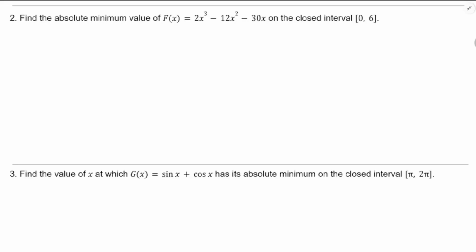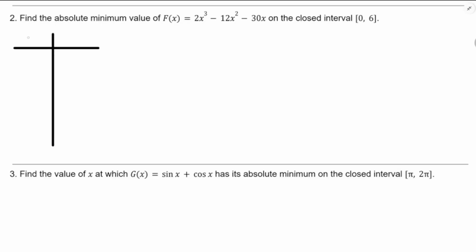All right, number 2 is asking us to find the absolute minimum value of f of x is 2x to the 3 minus 12x to the 2 minus 30x on the interval 0 to 6. Okay, so we're going to make our table. If we're asked to find an absolute extreme, we're going to do the candidates test.